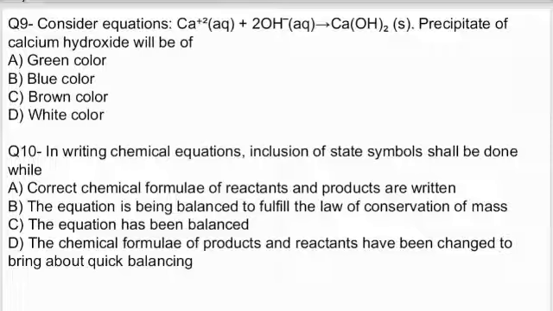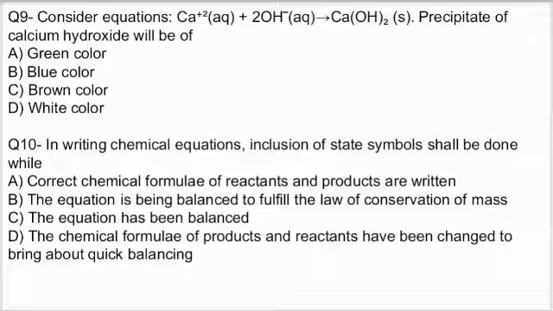Next question. In writing chemical equations, inclusion of state symbols shall be done while, the options are A, correct chemical formula of reactant and products are written, B, the equation is being balanced to fulfill the law of conservation of mass, C, the equation has been balanced, and D, the chemical formula of products and reactants have been changed to bring about quick balancing. The correct option is C, that is the equation has been balanced.